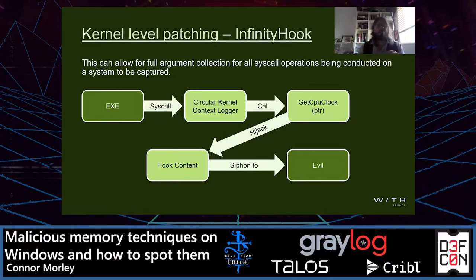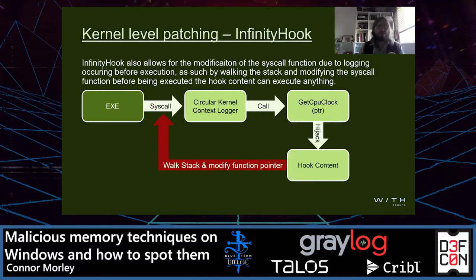But one of the really interesting things about Infinity Hook is that it actually has the capability to run any syscall by using this hook capability. And the reason for this is that the circular logger actually runs before the syscall is executed, just before. So once the hook has been called within the logger, it can walk up the stack, find the function pointer to the syscall that's been targeted, and overwrite it with any syscall the malicious actor wants. And from this, they have kernel level syscall operational capabilities by using this hook, which is extremely powerful.